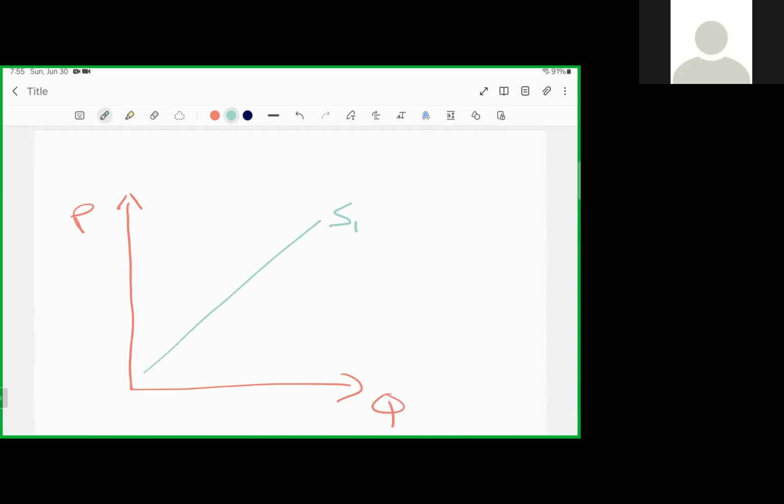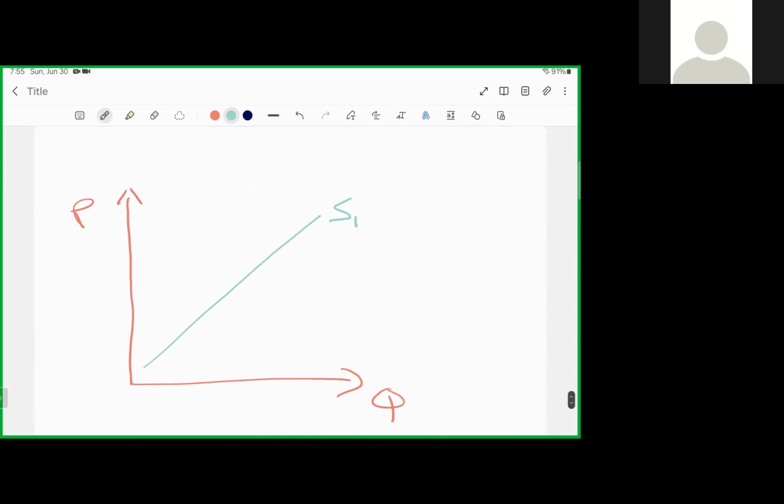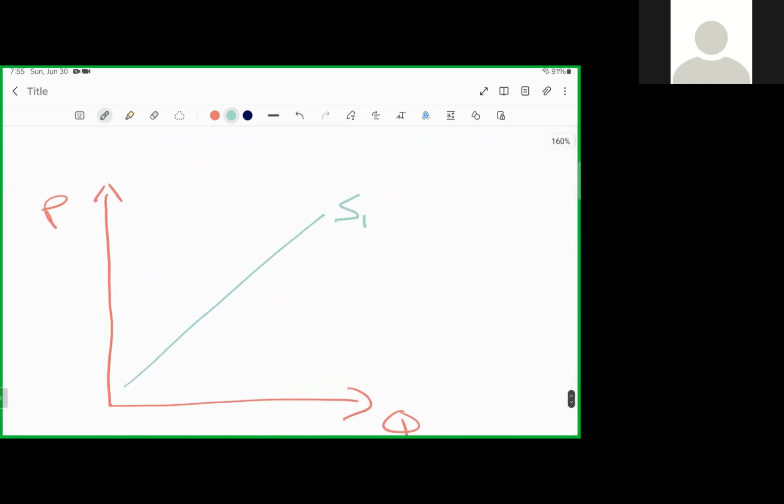In this case, at any price which is held constant, the supply curve would shift either to the right or to the left, depending on whether there is an increase in supply or a decrease in supply. So let's say supply is increasing because of a decrease in what? Cost of production. And what can cause a decrease in cost of production? Two things: decrease in taxes and increase in subsidies. Remember, we mentioned this earlier.